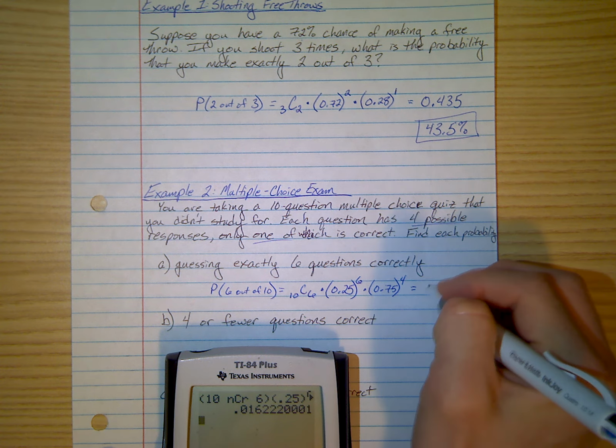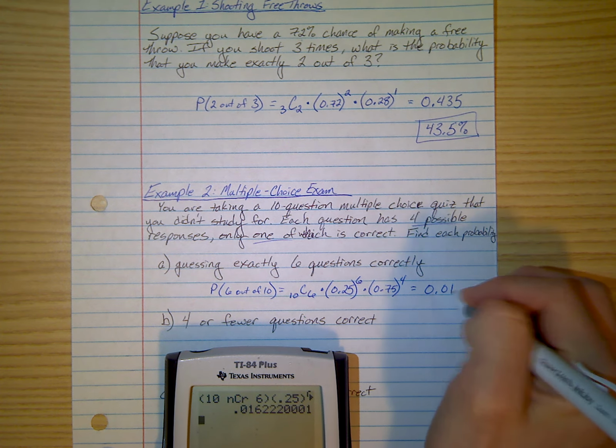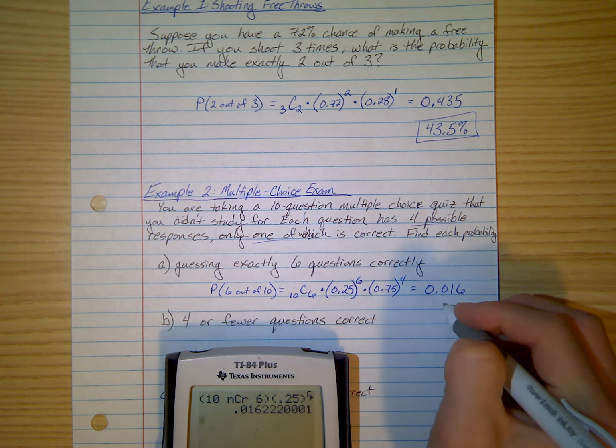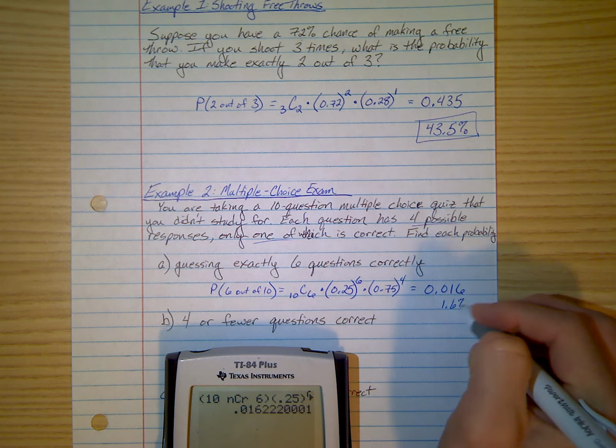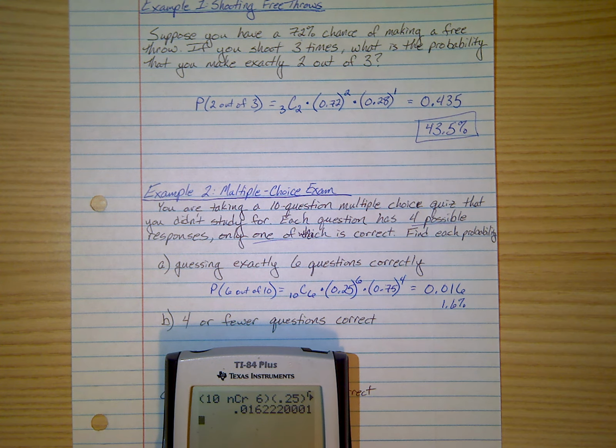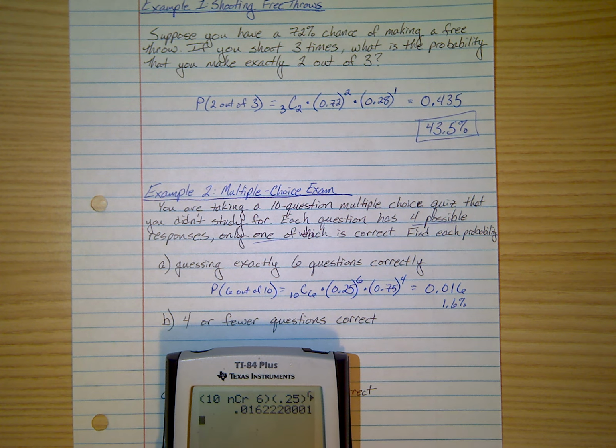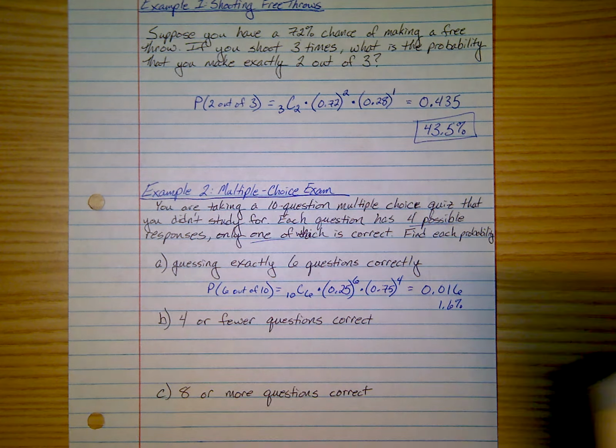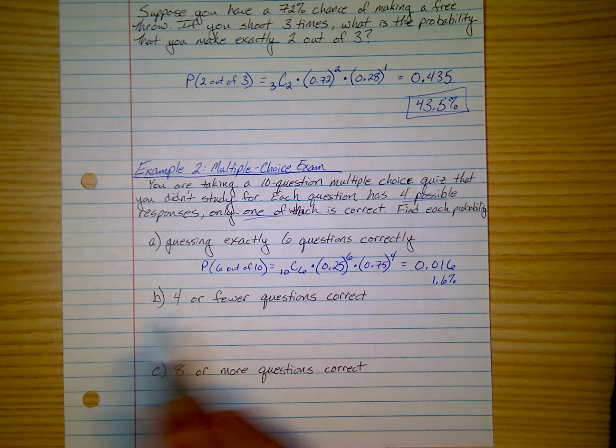It's not very good. 0.016. Move the decimal point over twice. You've got a 1.6% chance of getting 6 questions right. And it doesn't get any better the more you want. So 4 or fewer and 8 or more would be the other ones.